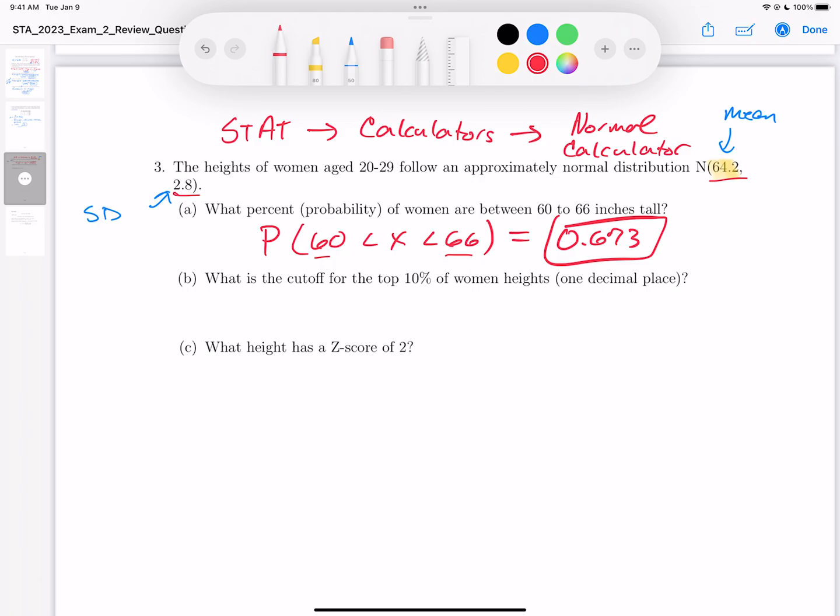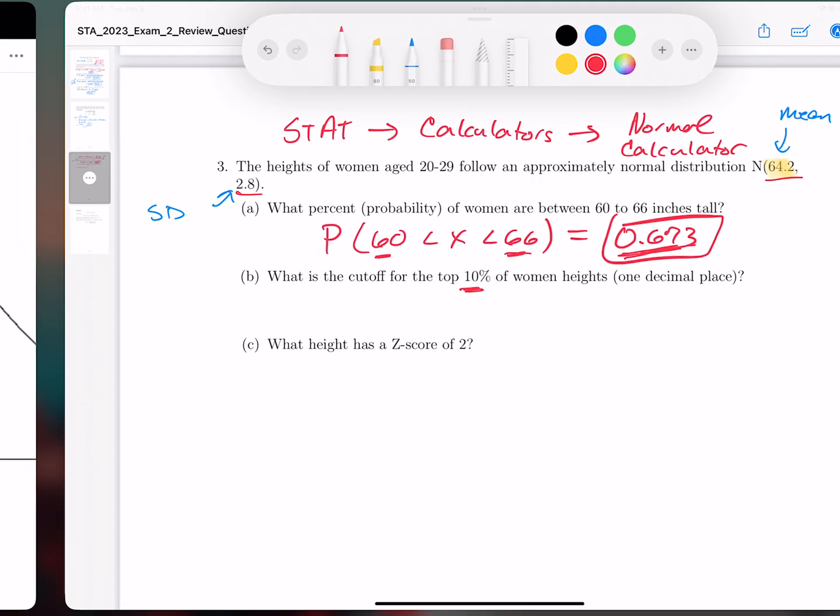What's the cutoff for the top 10% of women's heights? Well, now we're going to go backwards with that calculator. The decimal that we calculated, guys, is the area, or the probability. For part B, we know the probability, we just don't know the x value, the height that leads to that probability. So we have to go back and find that. It's a very simple process.